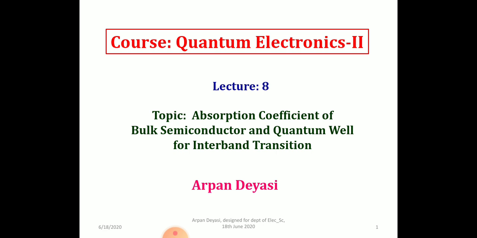Today we start to discuss the absorption coefficient calculation in bulk and quantum well structures. The total calculation of the absorption coefficient and the corresponding oscillator strength is typically subdivided into two lectures, lecture 8 and 9. Today, in lecture 8, we will discuss the interband transition, and in the next lecture, we will go for the inter-subband transition.